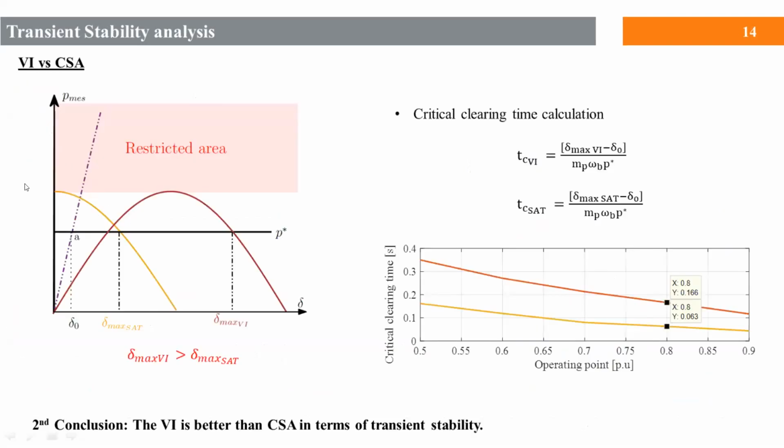Comparing both methods graphically, the critical clearing angle for the VI is higher than the CSI, and based on that, we can calculate the critical clearing time of each method, and the result shows clearly that the VI can maintain the stability for high fault duration. I took this example for the operating point 0.8, where the VI can keep 166 milliseconds, while the CSI can keep only 63 milliseconds for stability.